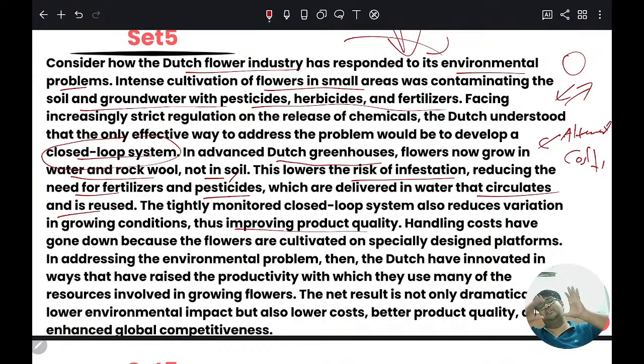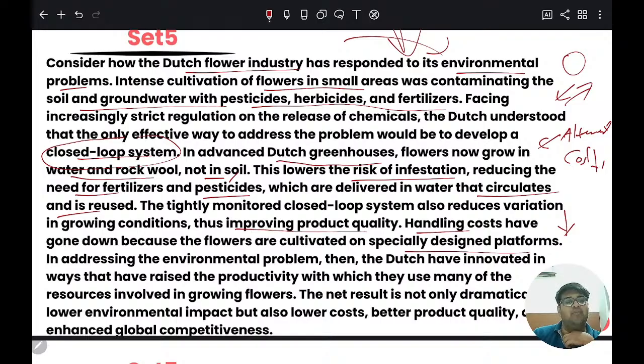Like now, this is a closed loop, this is a simulated environment. Now, these variations are improving the product quality. Handling costs has gone down because the flowers are cultivated on specially designed platforms. These specially designed sustainable platforms reduce the handling costs in addressing the environmental problem.